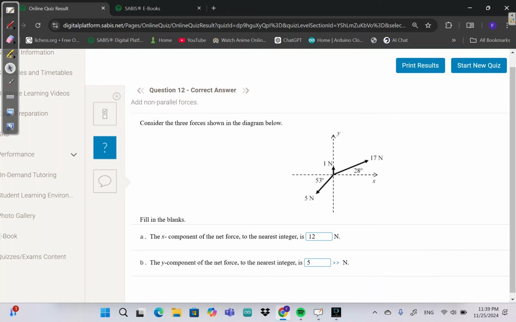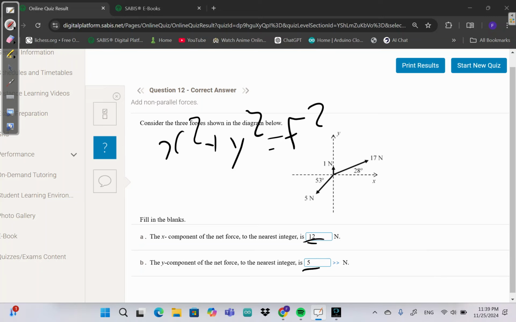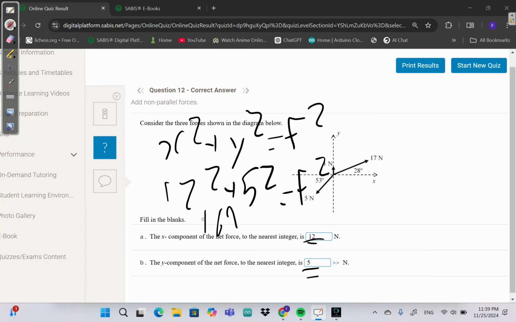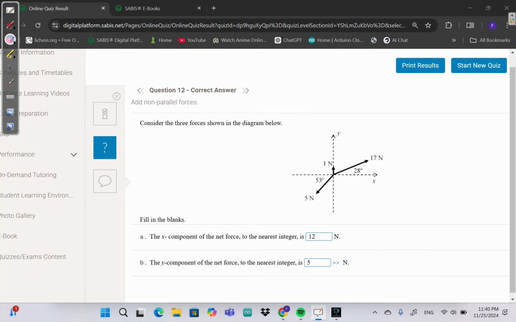So to find this net force, we said we have to do the x component squared plus the y component squared to give us the force squared. We have that the x component, we found it to be 12 and the y component to be 5. So it's going to be 12 squared plus 5 squared is equal to our force squared. Now these give you 169. So we take the radical of 169 to get rid of the squared. So our force is going to be 13. So we know that our force here, whatever it is, it's going to be 13.